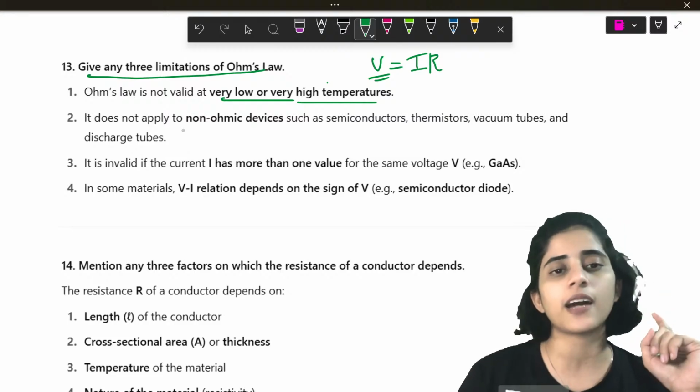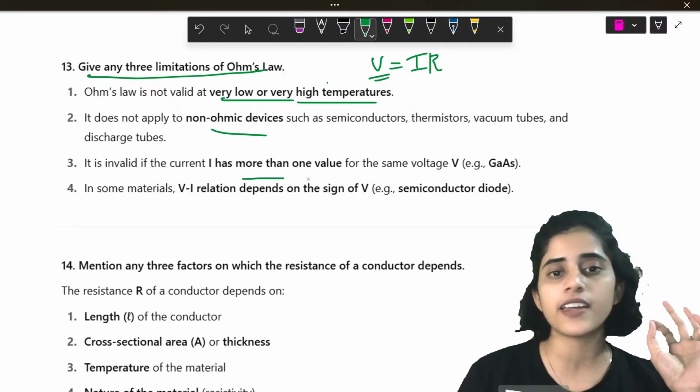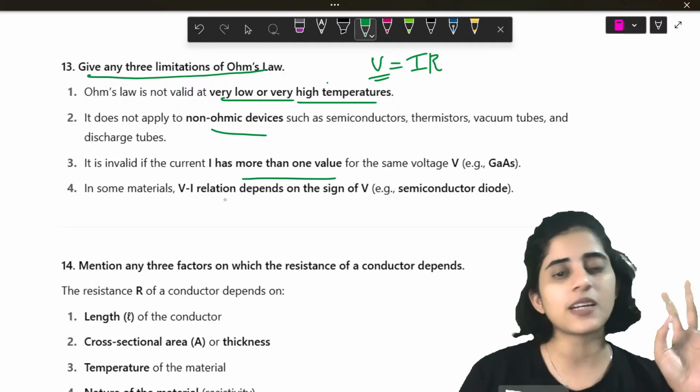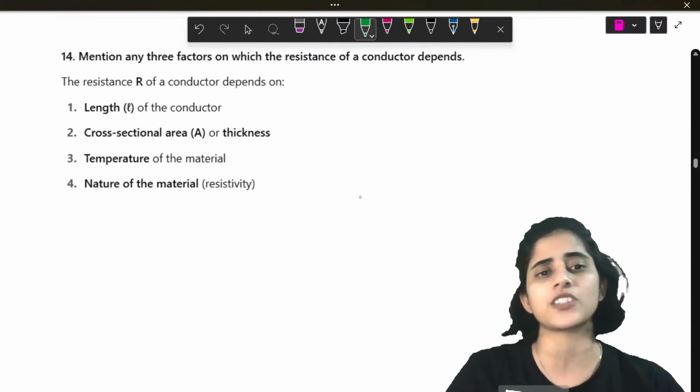It is only applicable to ohmic devices. It is invalid if current I has more than one value for a given voltage. In some materials, it depends on the sign of the voltage. Yes, these are all direct questions.